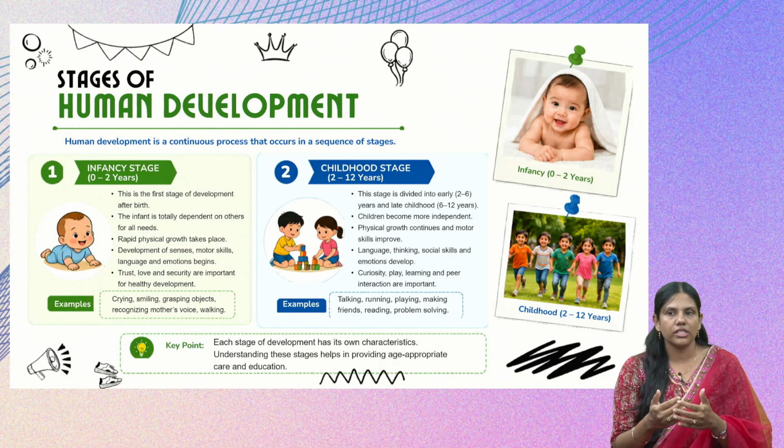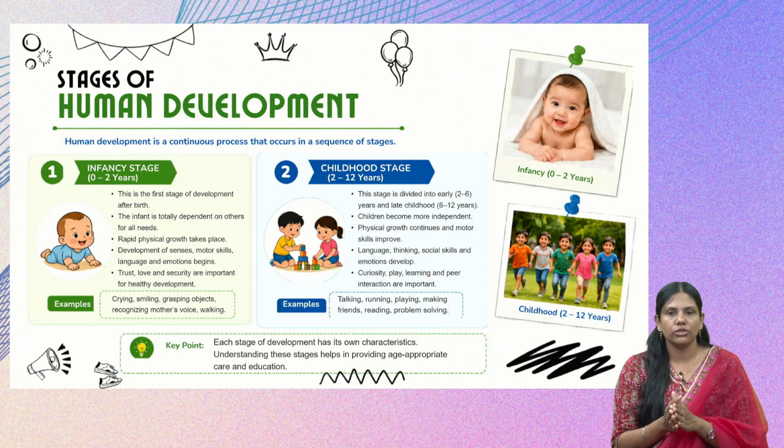What are the things we can observe in this infancy stage? Crying, smiling, trying to grab objects, recognizing the mother's voice and the father's voice, starting to walk, and playing. All this comes under the infancy stage.